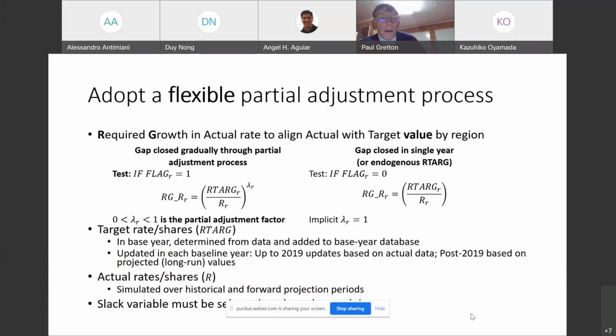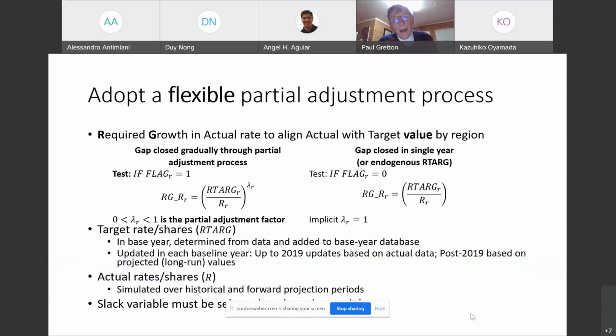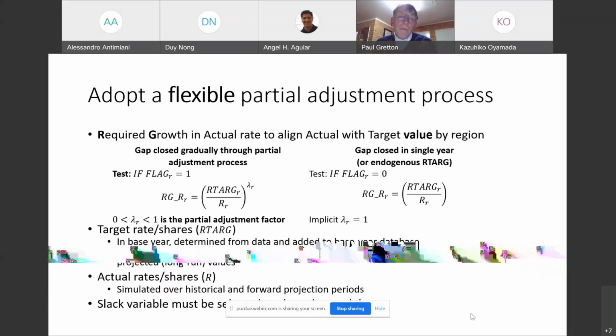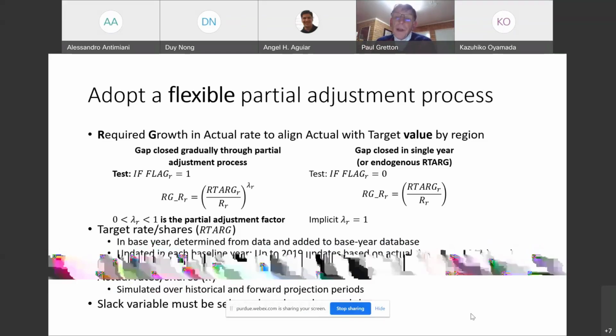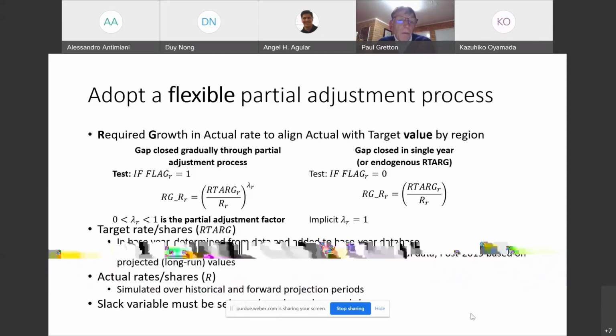So I'm targeting these macro variables in the tops-down approach. I'm using a partial adjustment process, which is familiar in the GTAP framework and in other fields. I've implemented it in a flexible way. The first flexible way is I define a required growth in the actual rate of my target variable to align the actual and target values. And the target values will be taken from the data, which I'll describe. On one hand, I allow the gap to be closed gradually using the partial adjustment process by parameter lambda.